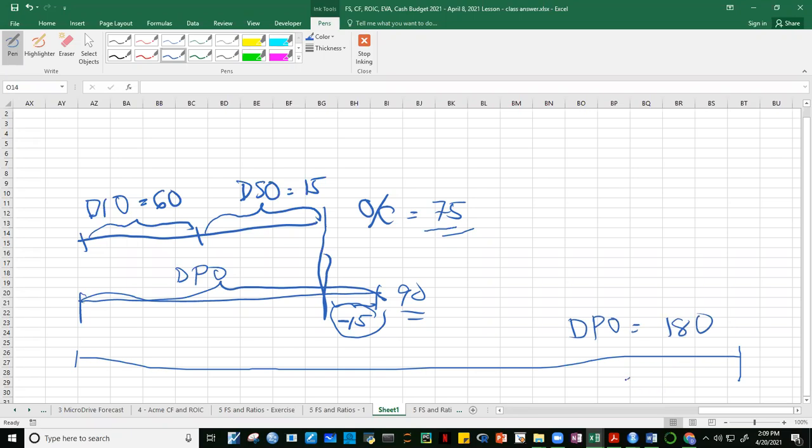So ang cash conversion nila nito is negative 105. So that's more than 3 months, no? Na nakuha na nila yung payment ng mga customers. Tapos ang babayaran nila yung suppliers 180 days pa.